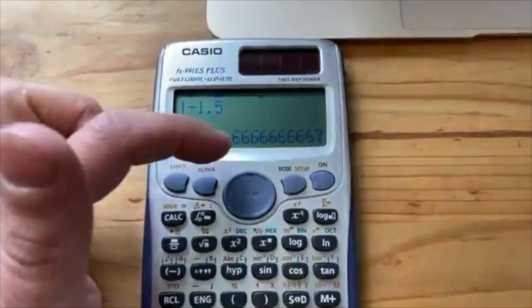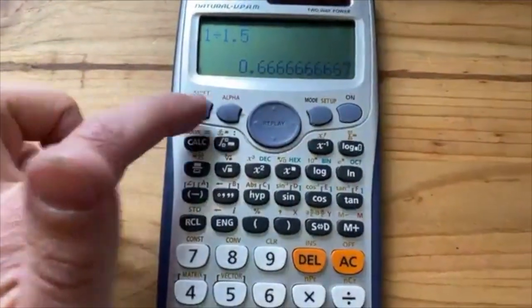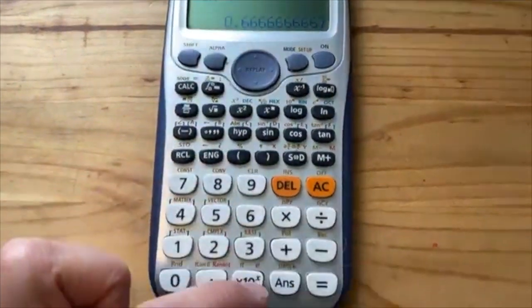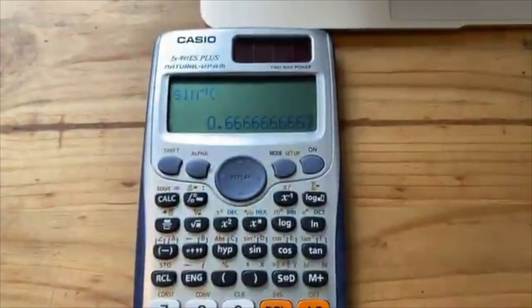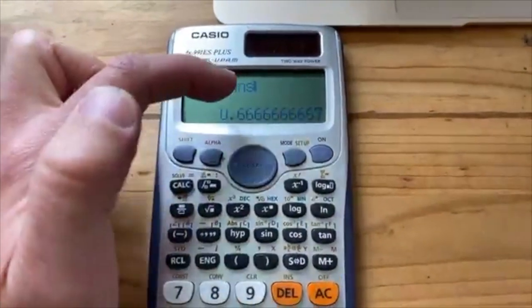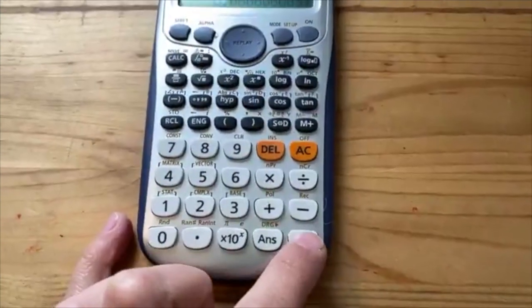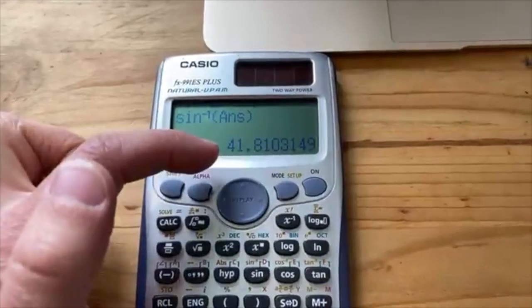So I need to unsine that. So I'm going to do shift sine minus 1. And then I'm just going to put Ans, because that will tell the calculator this answer here is what I want to do sine minus 1 of. And then I'm going to press enter. And I get 41.8. Call it 42.